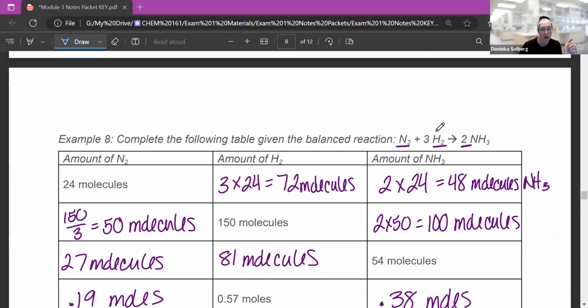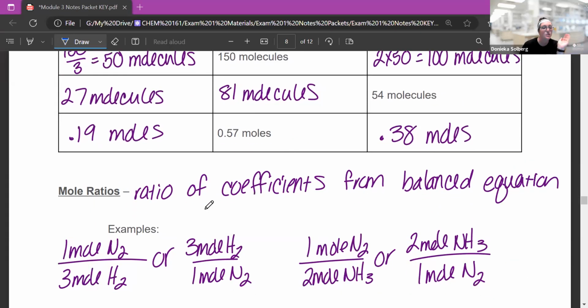Okay, so what you just did is called using mole ratios. These coefficients, again, give you the mole ratios. This is a 1:3 ratio. This is a 3:2 ratio, and so on and so forth. So mole ratios are the ratios of the coefficients from the balanced equation. And just like any equality or ratio, you can flip it if you need to for your math in your dimensional analysis, which we are doing again.